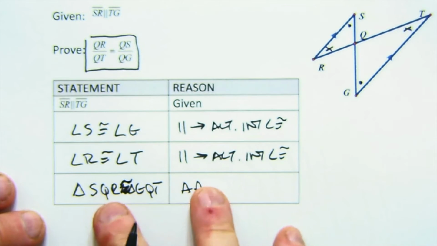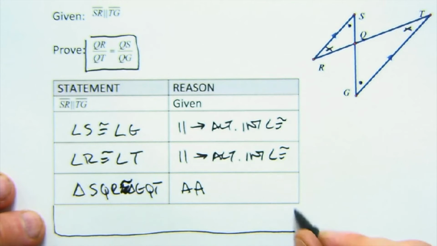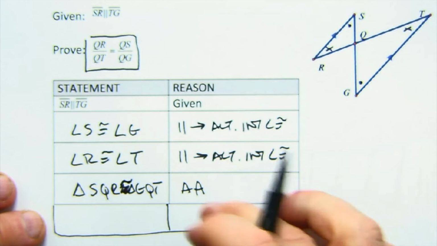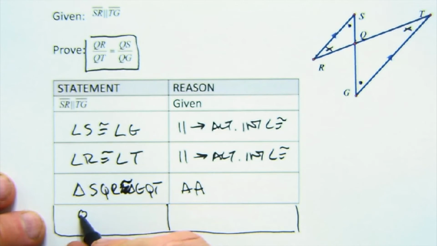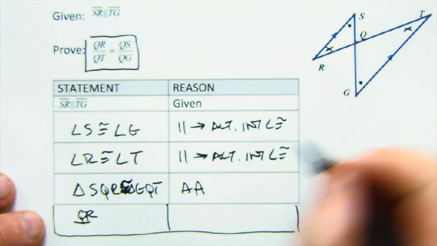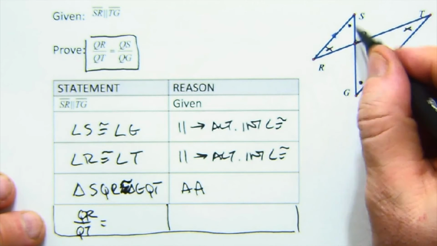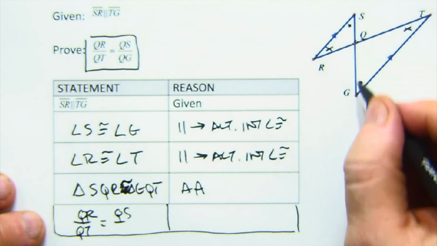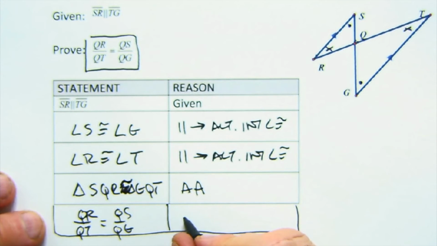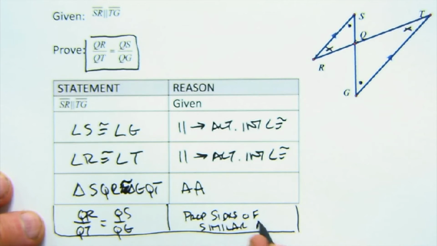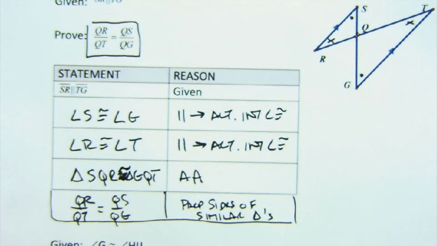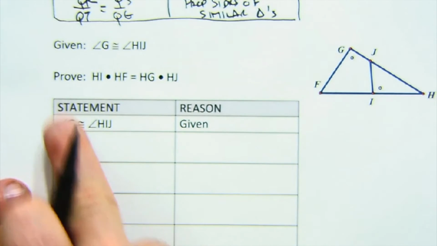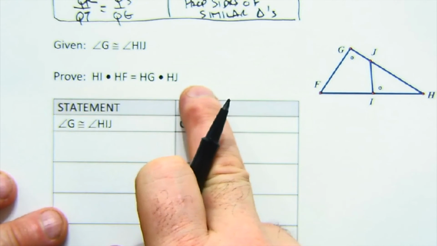Now once they are similar, I better add one more line. I probably could have done this part all in one line, but it's okay. Now I want to name that Q to R is to Q to T as Q to S is to Q to G. And that's because proportional sides of similar triangles. Now, I don't know, there's probably some sort of CPCTC thing for similar triangles, but anyways, I just summarized it. And then notice here that we have some sort of multiplicative statement.